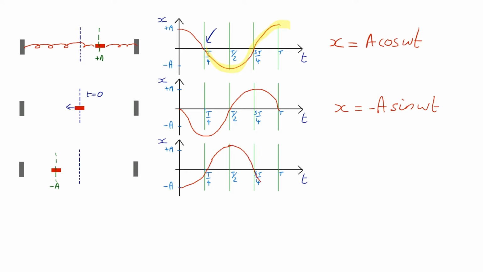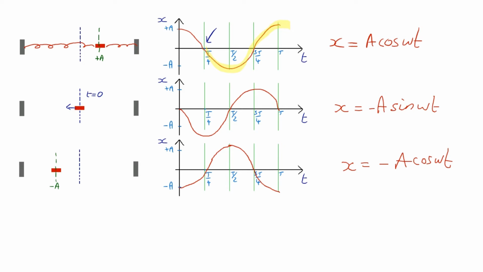Well, that is a different graph again. It's obviously related. This is a minus cosine. So if we start the clock at maximum negative displacement, then x equals minus A cosine omega t.